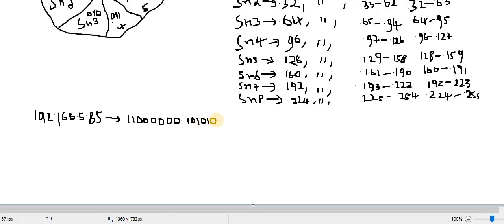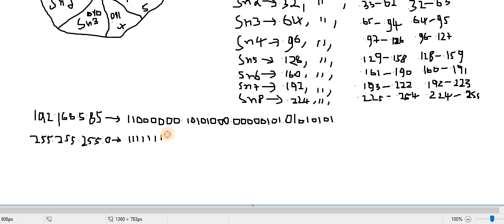The given IP address is 192.168.5.85, which in binary is, alright? The subnet mask that we can derive from this IP address, and its binary equivalent, will be 24 ones and 8 zeros.